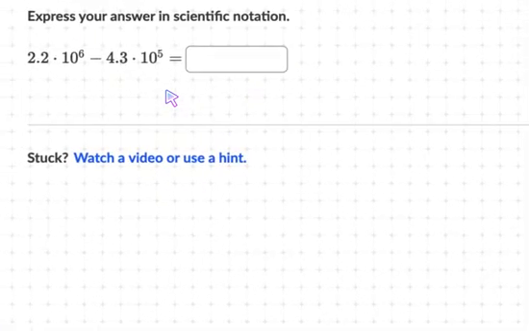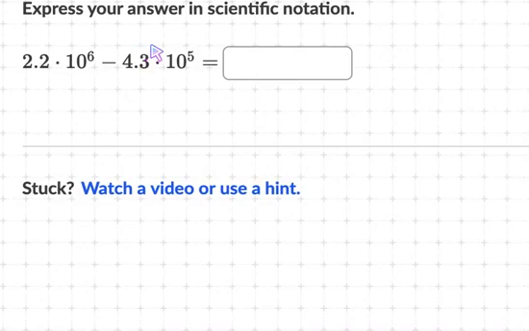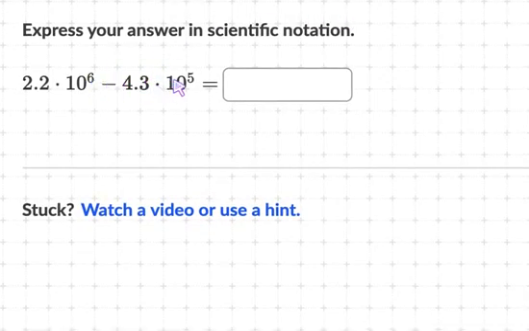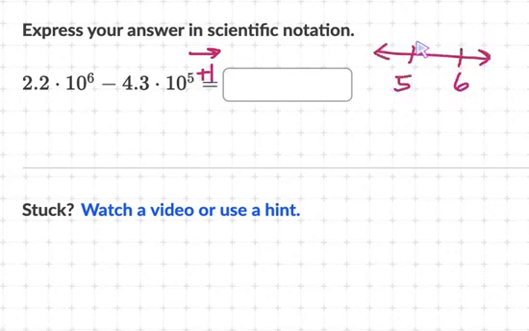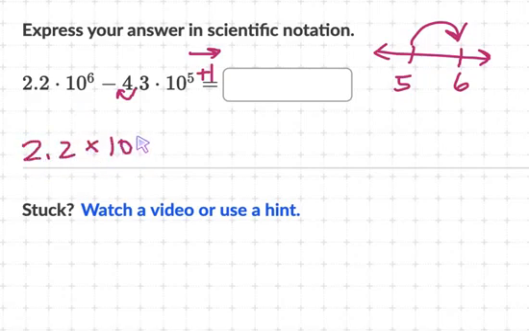Okay, so for this answer, we're going to need to subtract. And then we first need to check if they have matching powers. They do not have matching powers, so we need to make it so that they do. I'm going to go ahead and change my 10 to the 5th power. I like to choose my smaller one so that it can match my 10 to the 6th power. That means I need to add 1 in order to get to 6. Since I am going to the right on my number line, going from 5 to 6 to the right, that means over here I need to move to the left. I moved up 1 for the power of 10, so over here I need to move down 1 for this power of 10. So now this problem becomes 2.2 times 10 to the 6th power minus 0.43 times 10 to the 6th power.